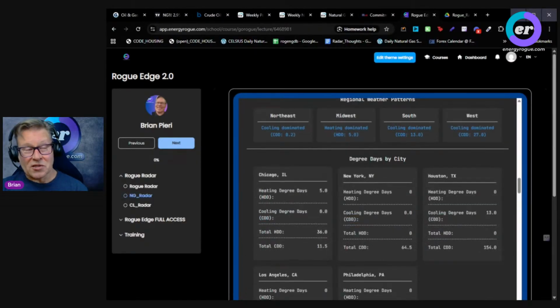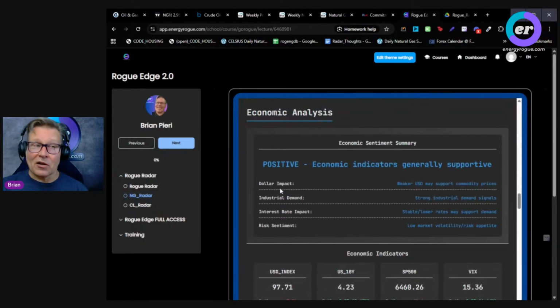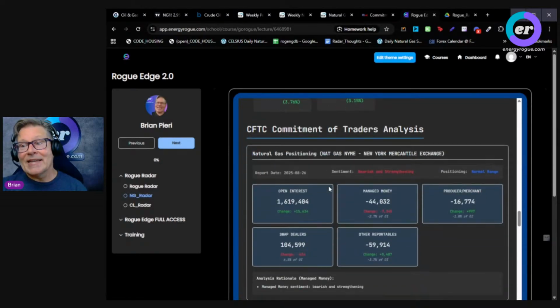Weather analysis, which is super important, natural gas if you're watching, economic analysis, because sometimes there is some interplay between the markets. John Murphy had a great book on intermarket analysis. So the dollar impact could impact natural gas prices.